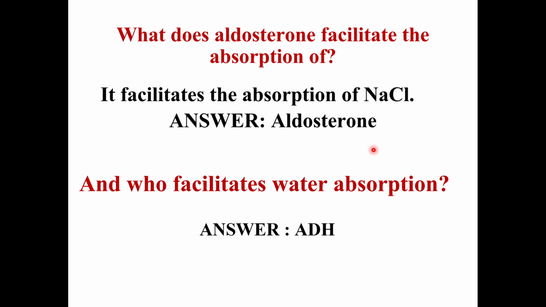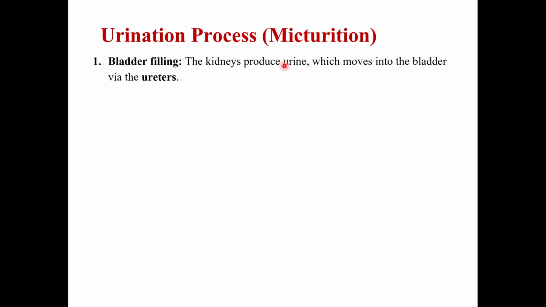So the next slide is the urination process, or micturition. For micturition, we have 5 steps. First is bladder filling. Whenever urine is produced from the kidney, it moves into the bladder via the ureter. Once the bladder is completely filled, what happens?